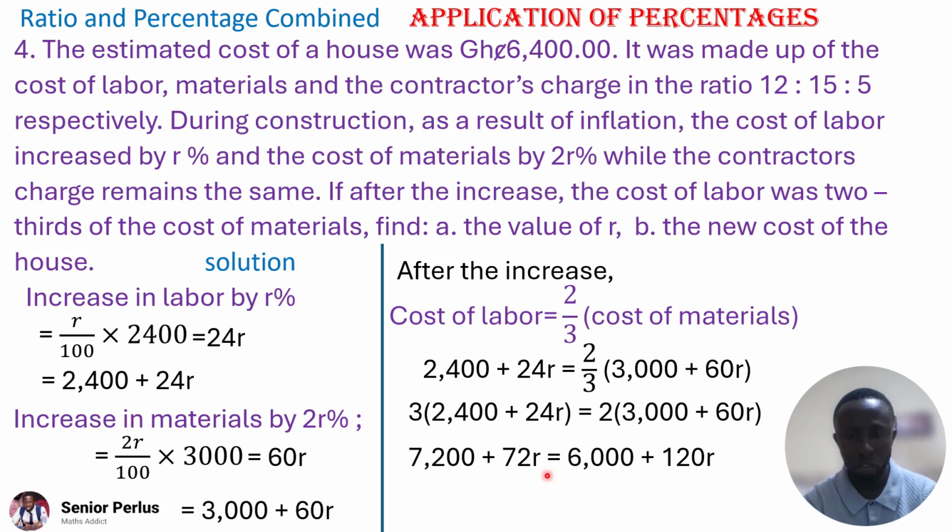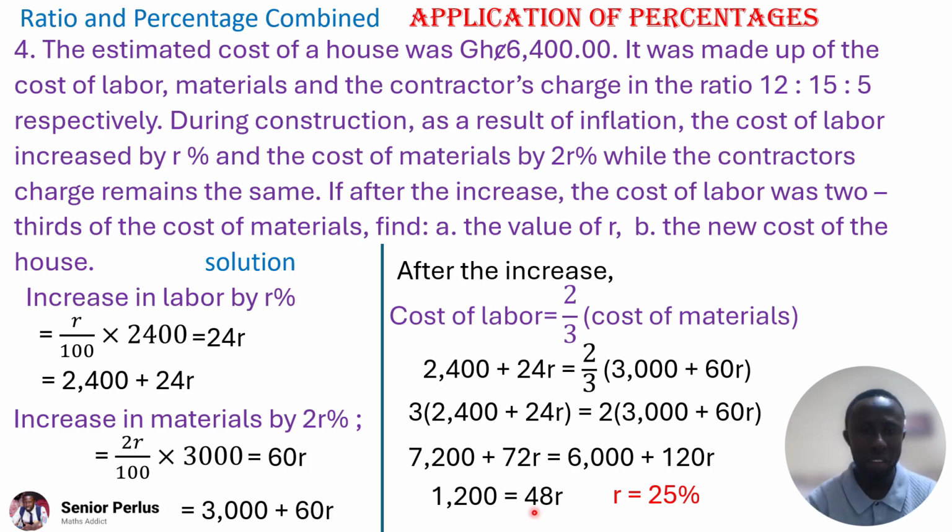We multiply here 2 by 3. Then let's group like terms. The 120 comes here, 72 comes here and this one comes here. After grouping like terms, you have this. Then we are looking for R. You divide both sides by 48. Therefore, your R will be 25%. That's part A, the value of R.